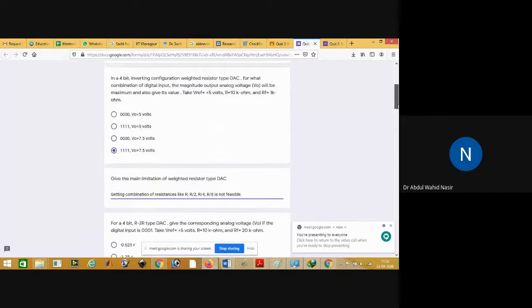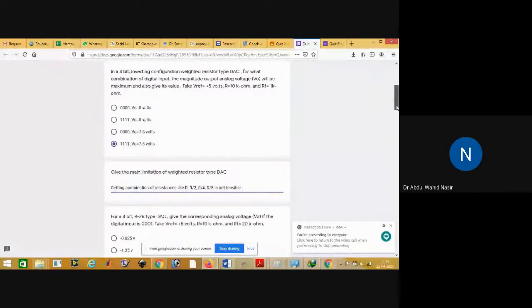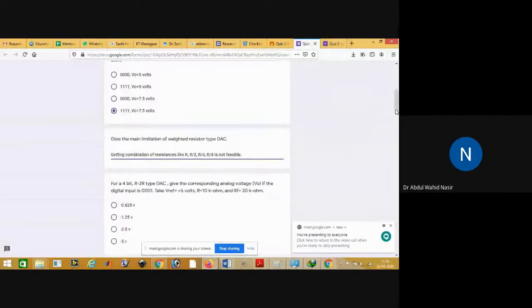So the first, second and third. I just got disconnected. Again I will join. So the third question was to give the main limitation of the weighted resistor type DAC. Already explained in the lecture that getting the combination of resistances like R by 2, R by 4, R by 8 is not feasible.